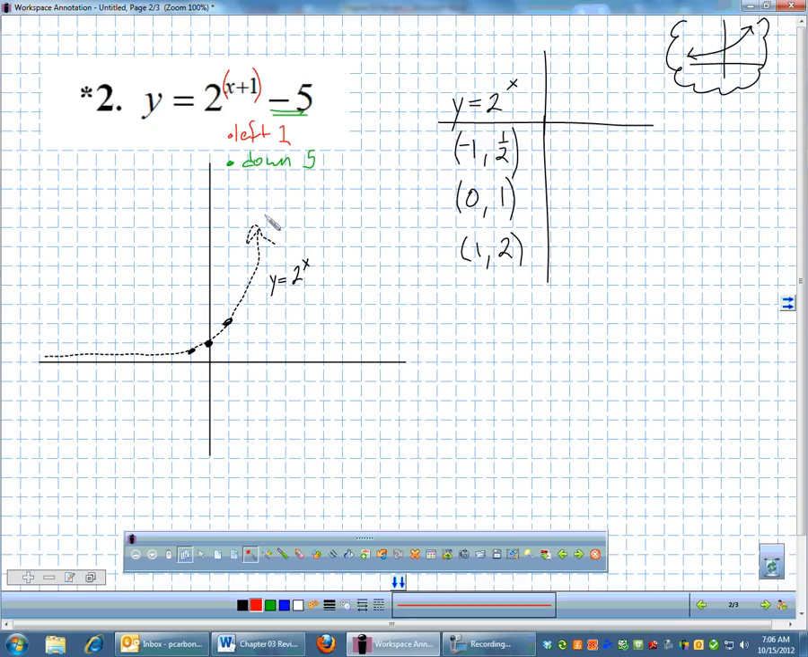So I'm going to find each point, go left 1 and down 5, and plot the new point. Left 1, down 5. Left 1, down 5.